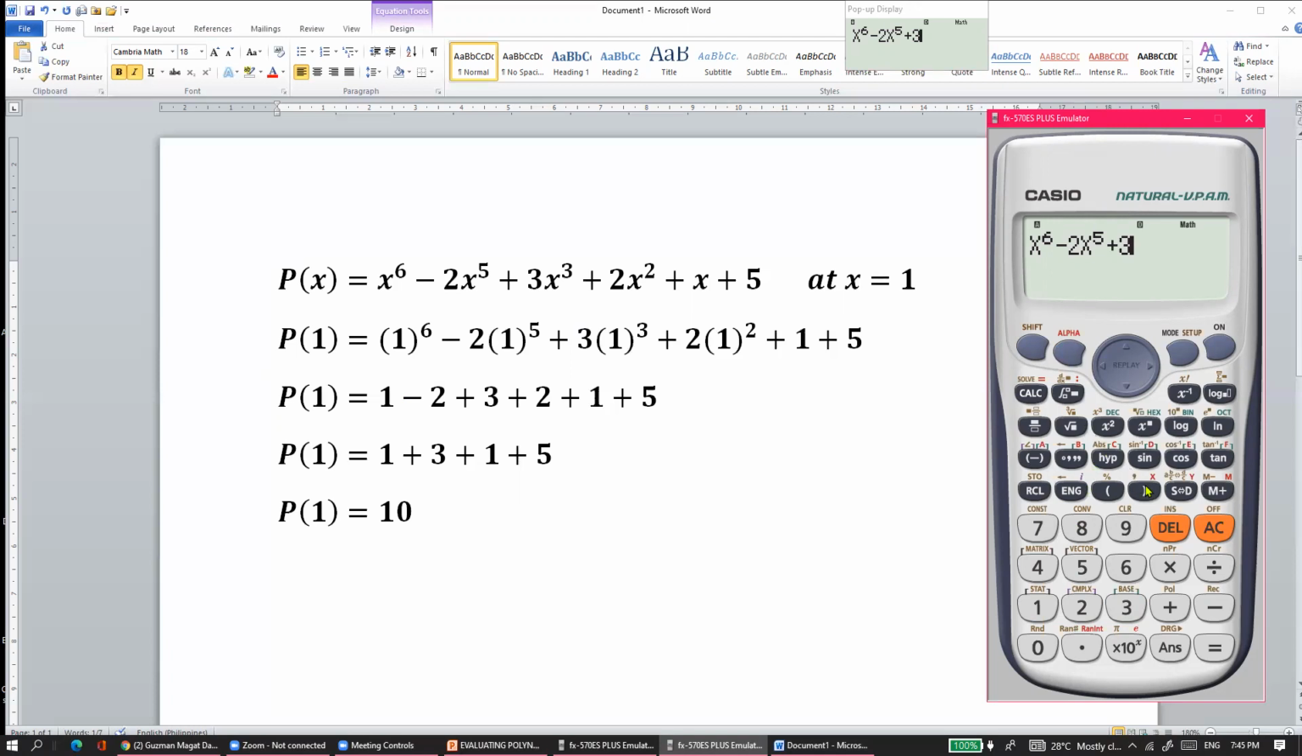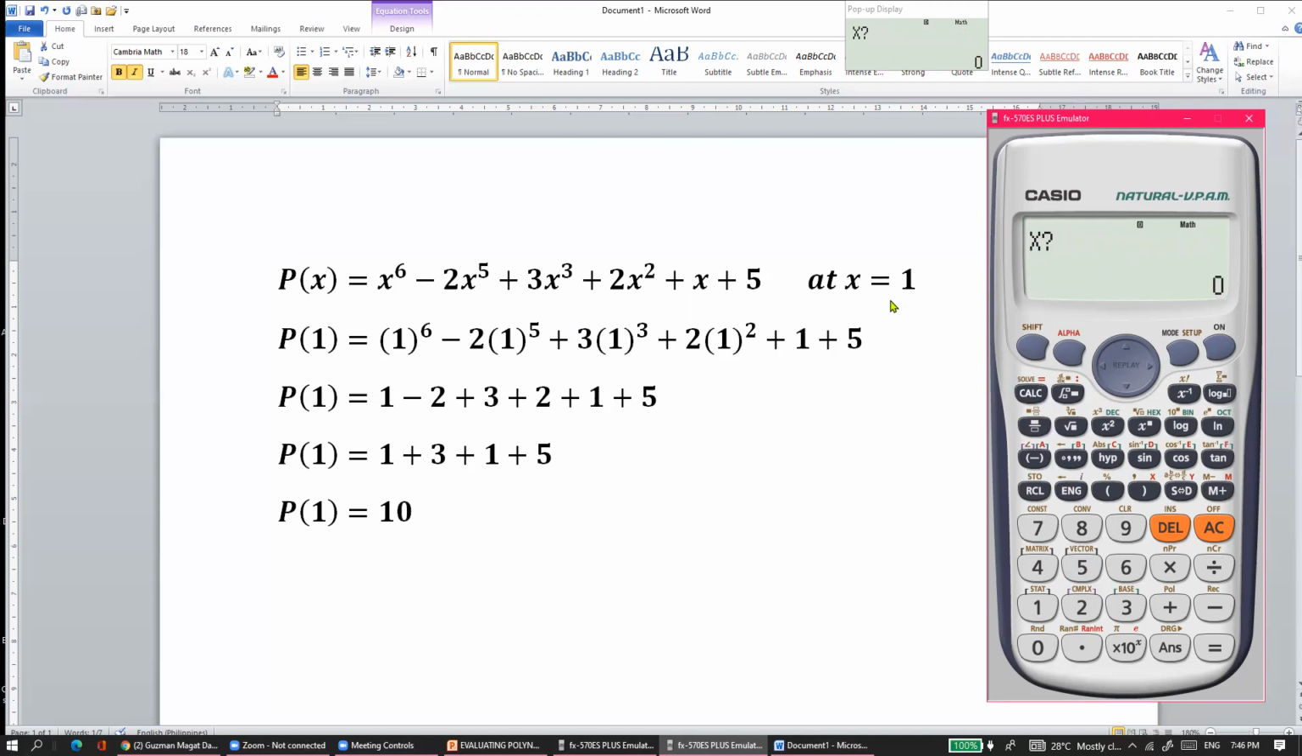Alpha x, then cube, arrow key again, plus 2, alpha x, and then square, and then plus alpha x, plus 5. So, na-type ko na, anak. Kompleto na siya. Kapag na-type mo na, pindutin mo lang uli yung calc.